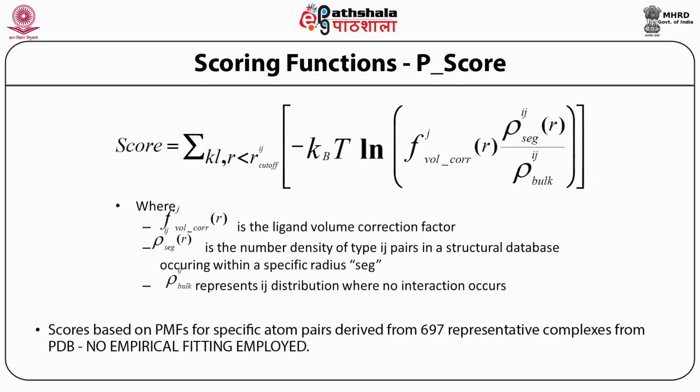Here I show you three different scoring functions. One is P-score, which is derived actually from PDB. That is, no empirical fitting has been done. Here, only the interaction between the receptor and the ligand has been utilized, and some correction has been done because of the presence of water molecule or space, etc.